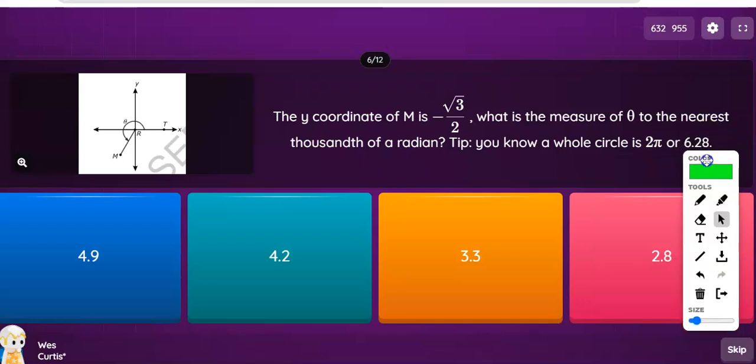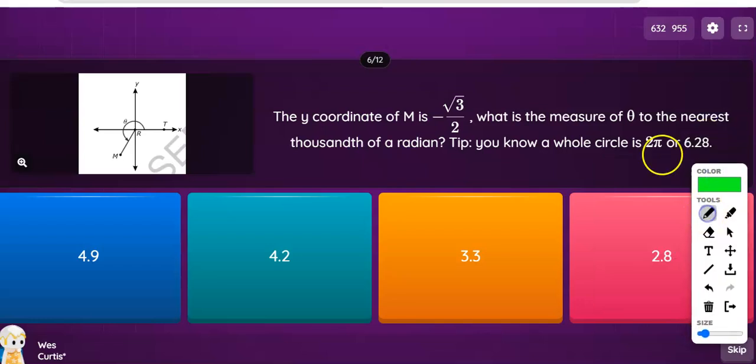Next up, the only thing that I didn't officially teach you to solve, but more so to approximate: the y-coordinate of m is negative root 3 over 2. If you know that from the unit circle, you're in good shape. But what's the measure of theta, meaning the angle, to the nearest thousandth of a radian?